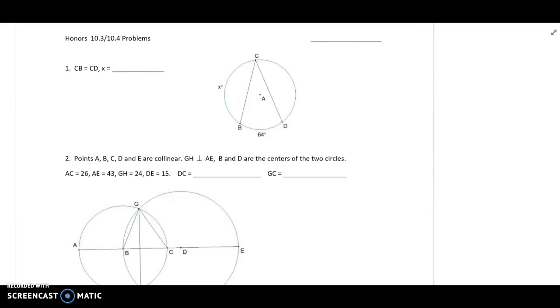These are problems for 10.3, 10.4. Since chord CB is equal to chord CD, it means that their two arc angles are equal. So this arc angle is also going to be x degrees. Then if we look at the entire circle, we know that x plus 64 is equal to 360. So subtract 64 from both sides, divide by 2. We get that x equals 148.